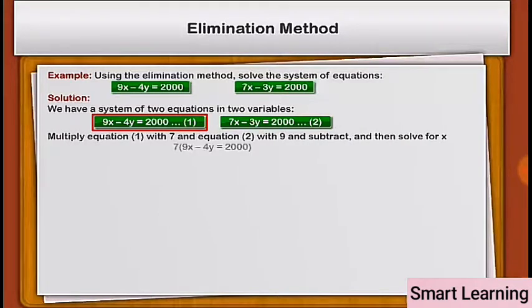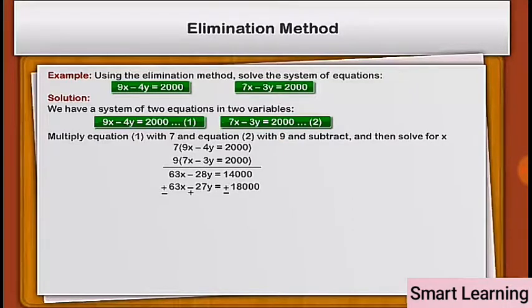Multiply equation 1 with 7 and equation 2 with 9. Then, subtracting the resulting equations, we get minus y is equal to minus 4000. By cancelling minus signs, we get y is equal to 4000.